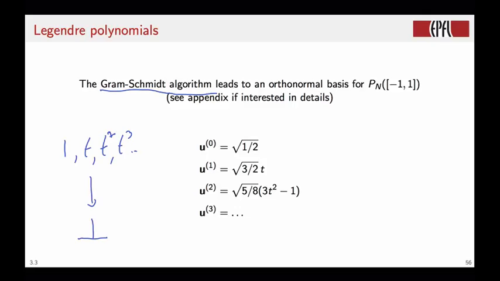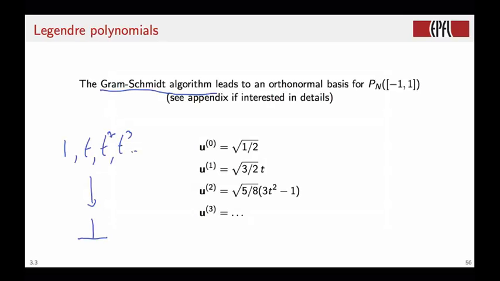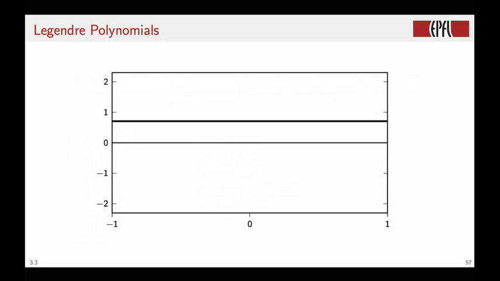Okay, so now we have an orthogonal basis for the subspace. And let's just watch these Legendre polynomials. They are sort of cute. So the first one, remember, it's 1 over square root of 2. So here we go. That's 0.7 something. It's a black line. The second one is proportional to t, but it has been scaled.